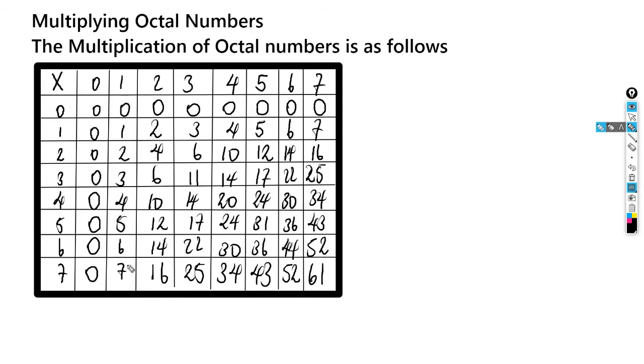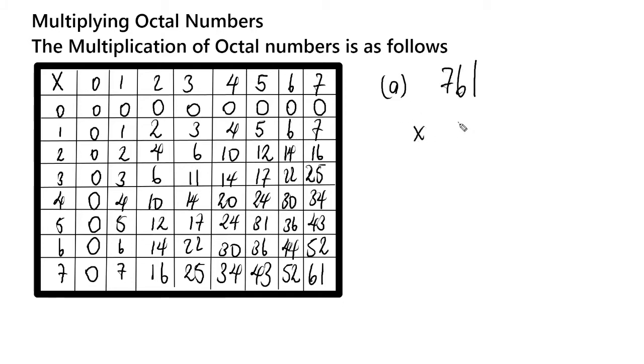So you kind of get the whole gist here of this table, right? Okay, so let's do 2 examples, all right? Let's say we have 761 times 30, and this is all in base 8. Cool?